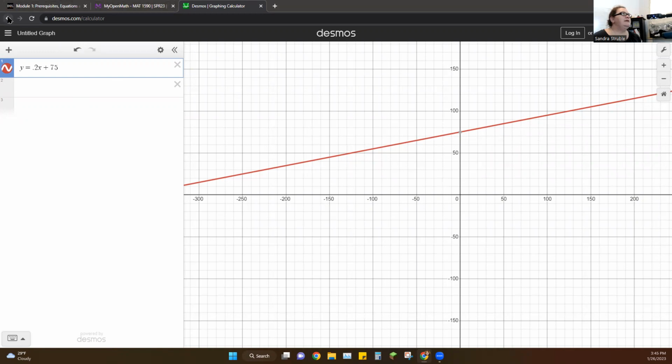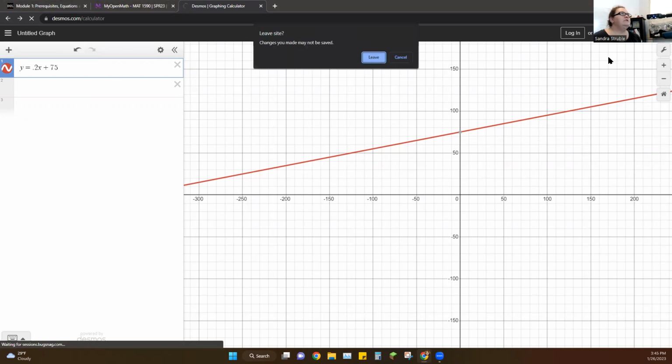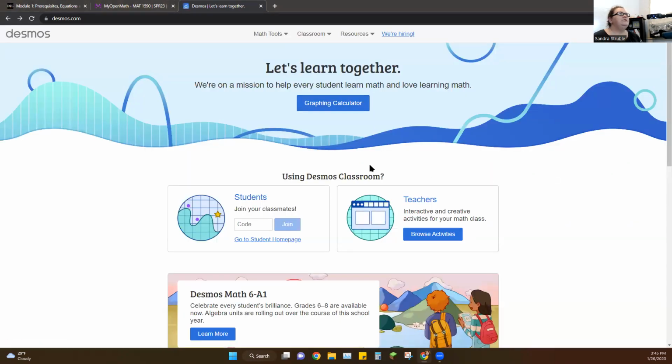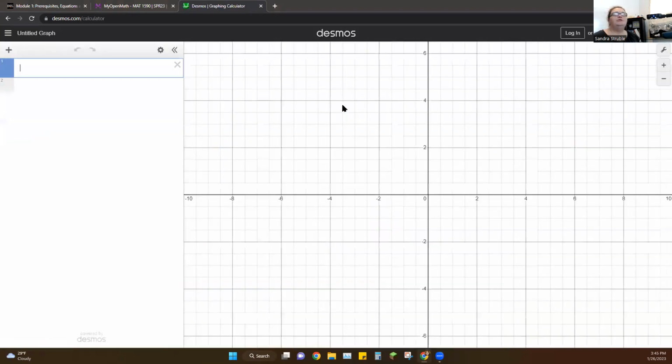If you don't know how to use Desmos, let me show you how that looks. So if you go to desmos.com, I just use the graphing calculator. So if you don't have a graphing calculator at home, you can use this. It's delightful. And you can just go up here and type. It's very easy to use. We're going to use it a lot going into transformations. All right, that's it for this one.